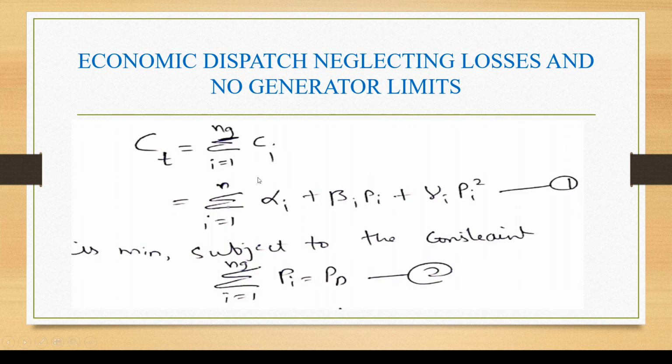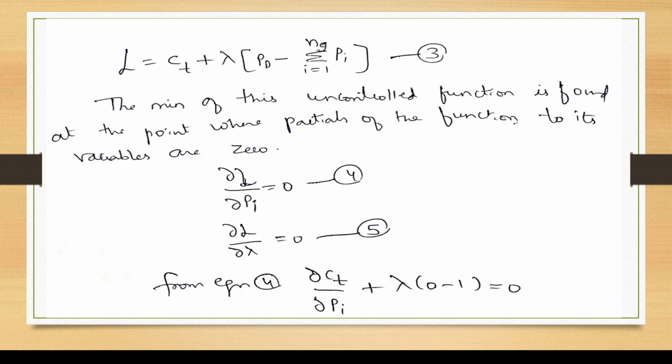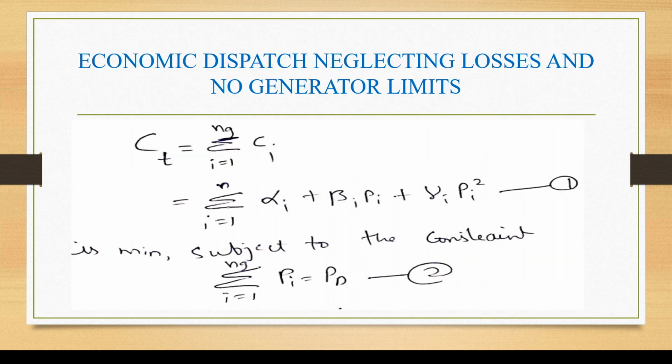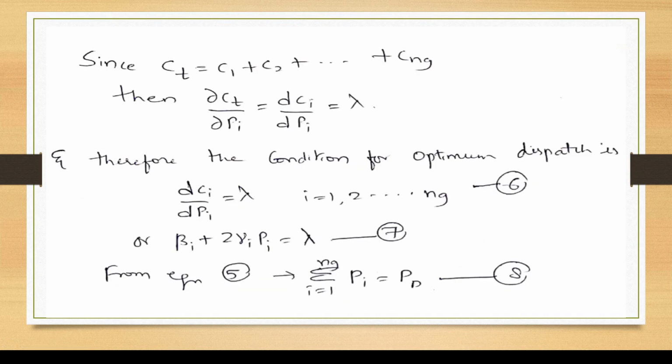So here we are taking the differentiation of equation 1. Okay. So we are going to get beta i plus 2 gamma i Pi is equal to lambda. That is with respect to Pi we are differentiating. So the derivative of alpha i is 0. Remaining will be beta i plus, Pi square differentiation is 2 Pi, so beta i plus 2 Pi gamma i equal to lambda. Because dCi by dPi is lambda, that's why this is also equal to lambda.